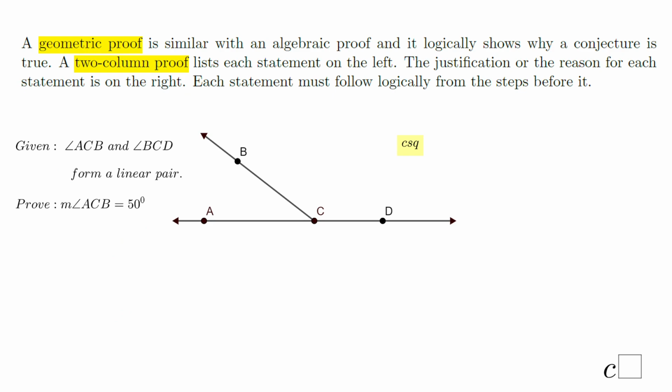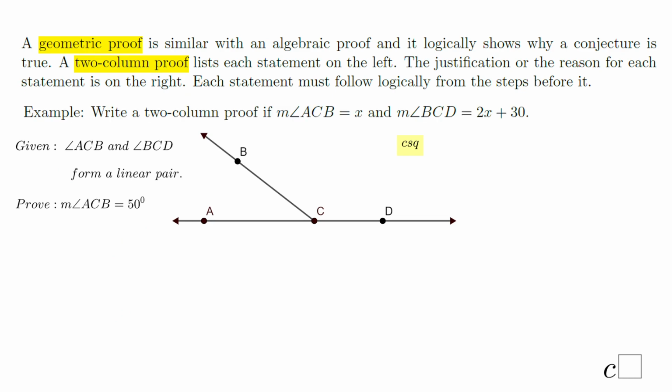Now let's put all these things together and write a two-column proof, a geometric two-column proof for this problem here. We have the measure of angle ACB, this one is x, and the measure of angle BCD, this one here, is 2x plus 13. Also what is given to us is that these angles form a linear pair. We need to prove that the measure of angle ACB is 50 degrees. So we're going to use a two-column proof.